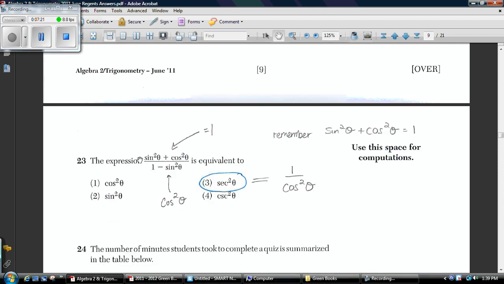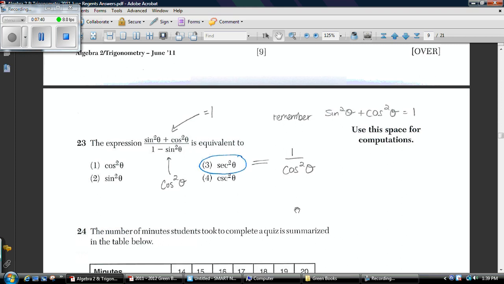In order to solve this problem right here, you have to know the basic Pythagorean identity, and that's sine squared plus cos squared equals 1. Then the top is just 1. The bottom is just a reorganization of this. It's just sine squared subtracted over to this side. So that's cos squared. And the reciprocal of this is secant squared.